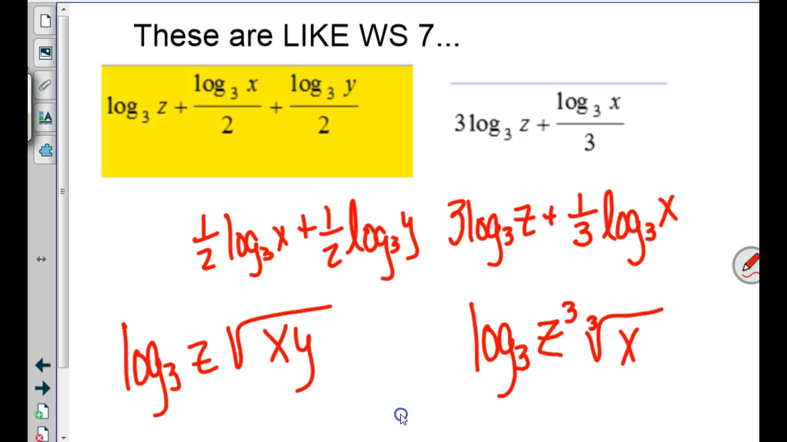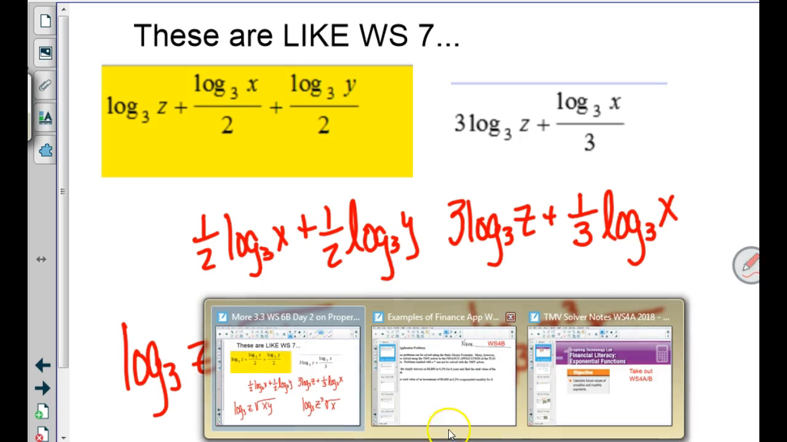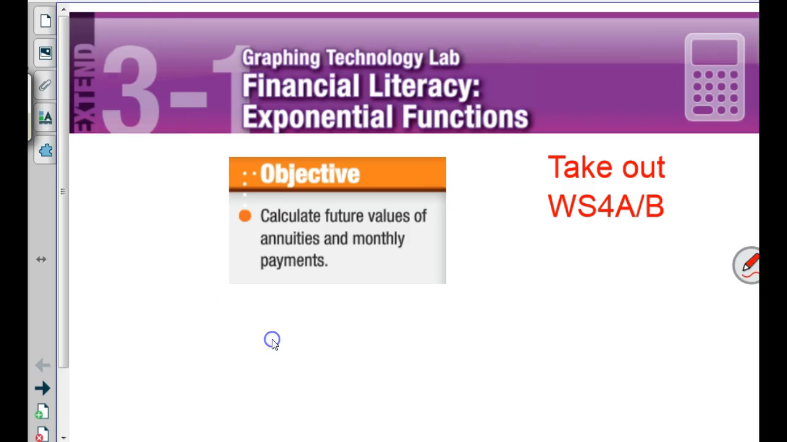All right, we are moving on to talk about the app today. Yes, there is a finance app on your calculator. This is worksheet 4.